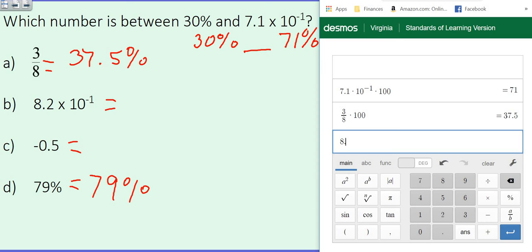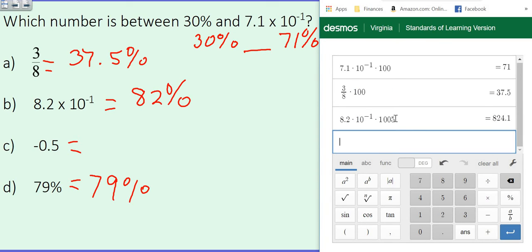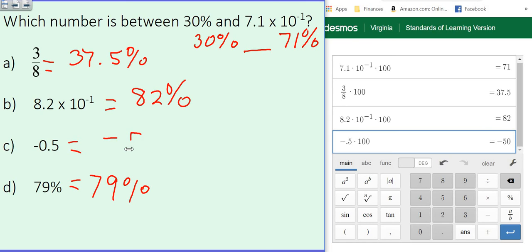We've got 8.2 times 10 raised to the negative 1 power, and then we have to multiply that by 100 to make it a percent. Make sure you look back, make sure you typed it in right. That gives us 82%. And then we've got one more that we have to convert. We've got negative 0.5 times 100, which gives me negative 50%. So let's see, and the last one, 79%.